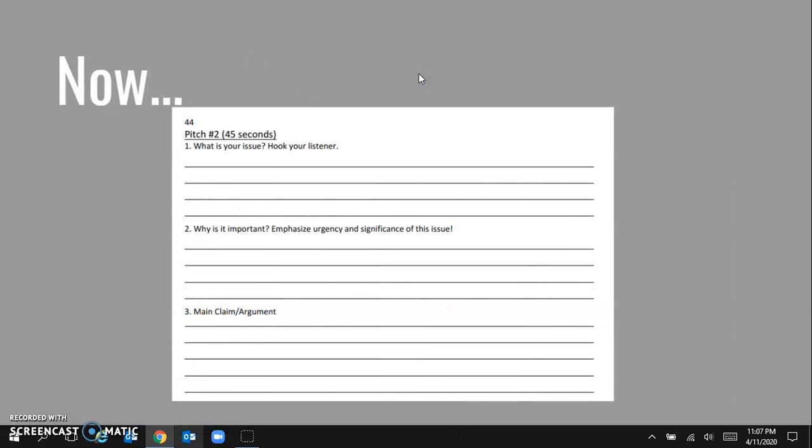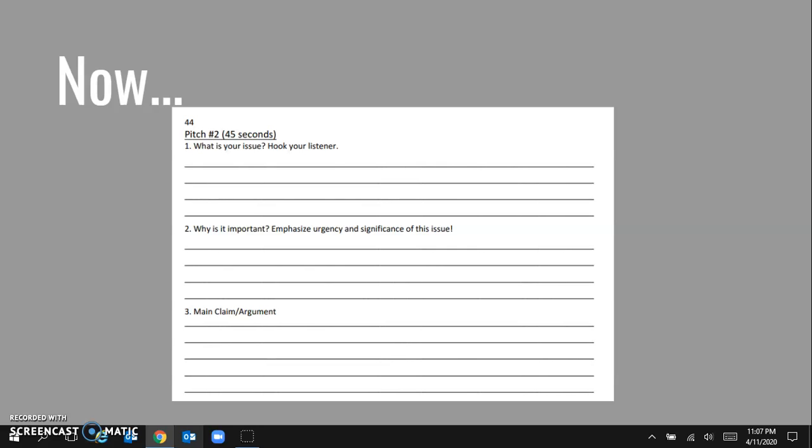Now you're going to be giving your second pitch, which is 45 seconds. And it covers some of the same information. What is your issue? Why is it important? But now we are going to add your claim, the solution to the problem you identified.